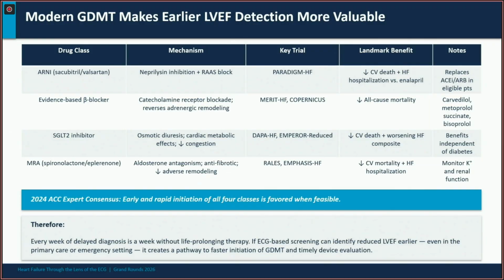And again, why I bring this up is that if we have a tool that can estimate if we have an LV systolic dysfunction, we can find heart failure earlier and act faster, since we have good GDMT with good mortality benefits.